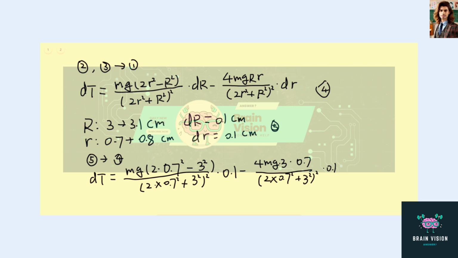After computing this, we get our final result is negative 0.0165 mg. Because both the mass and acceleration due to gravity are positive constants, this negative 0.0165 mg should be negative. And since the differential of tension is negative, we know in this case the tension will decrease.